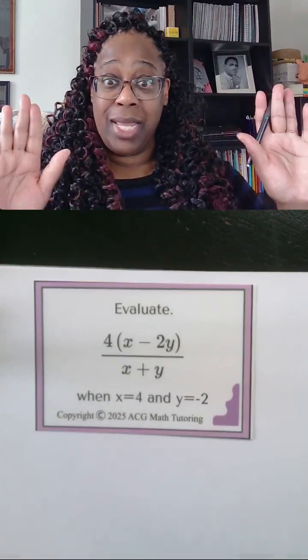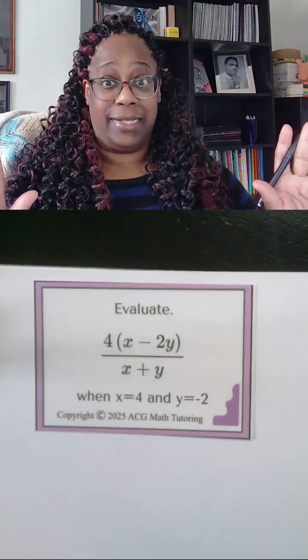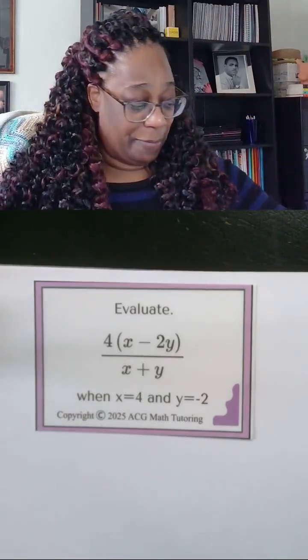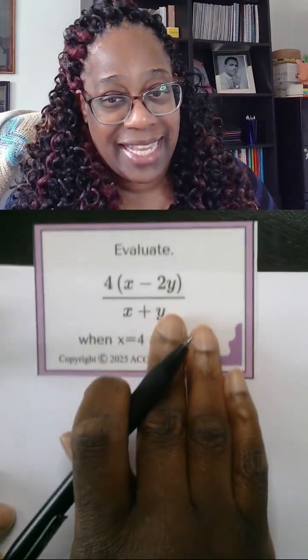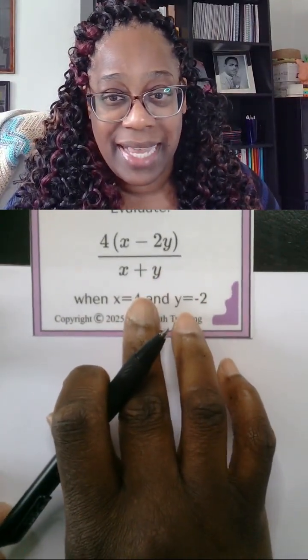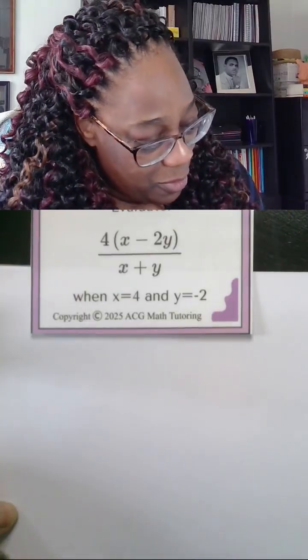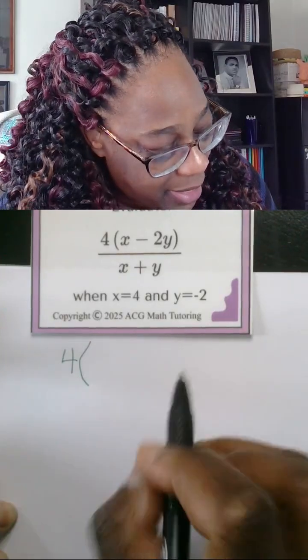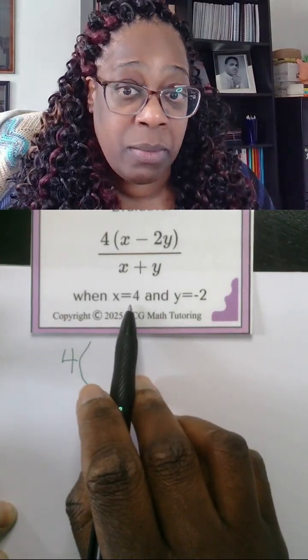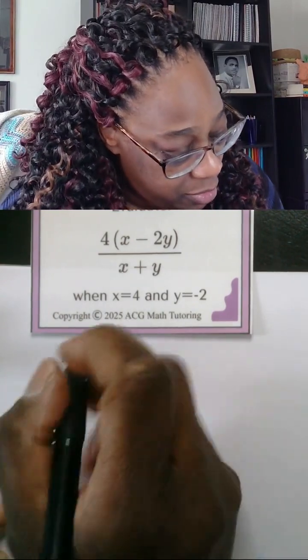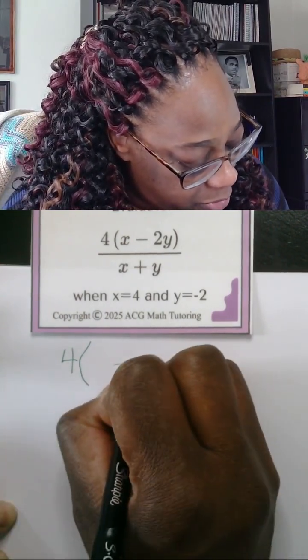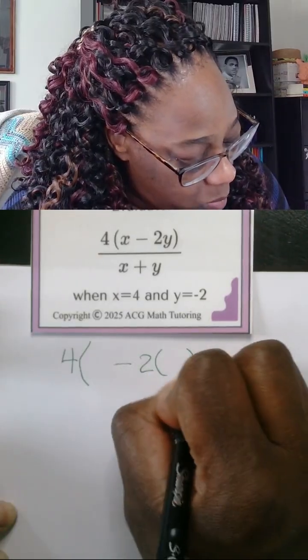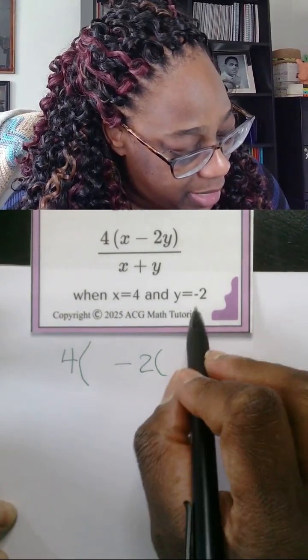All right, we got a lot of different answers. We need to slow down. Let's take this one step by step. All right, so we have our 4. And they're telling us wherever we see an X, we're going to put another 4. And then we're going to have this -2, and wherever we see a Y, we're going to put a -2.